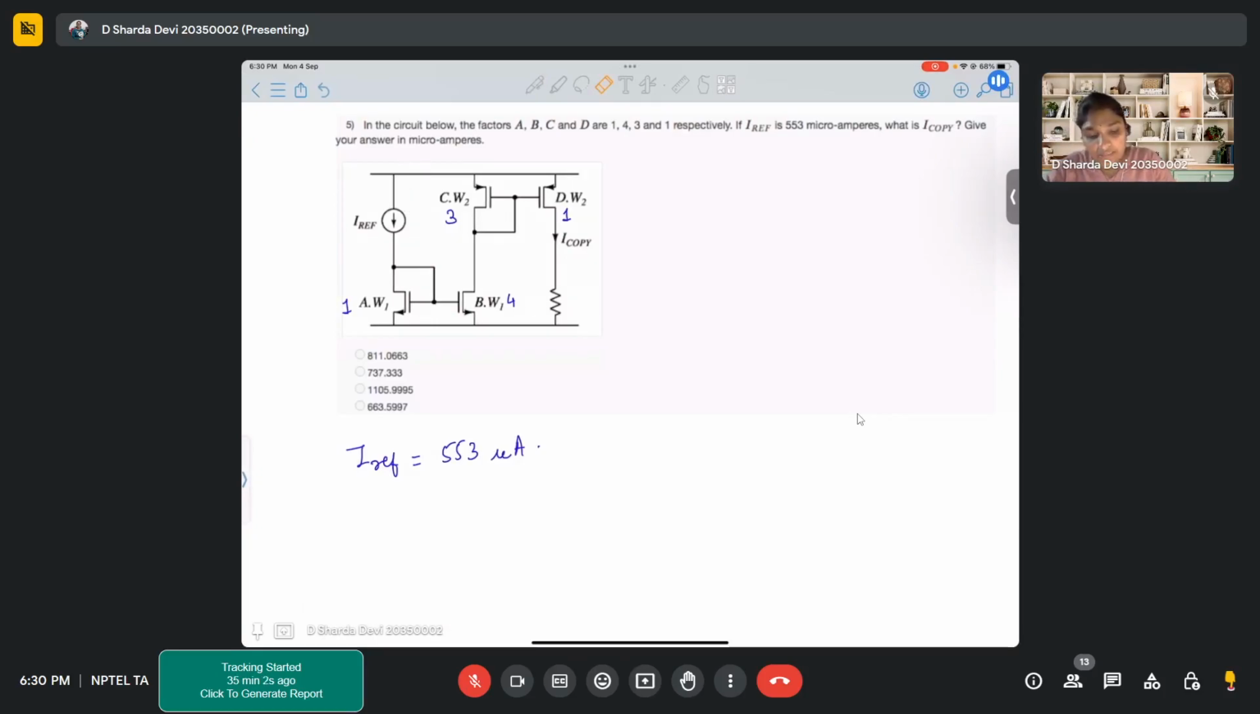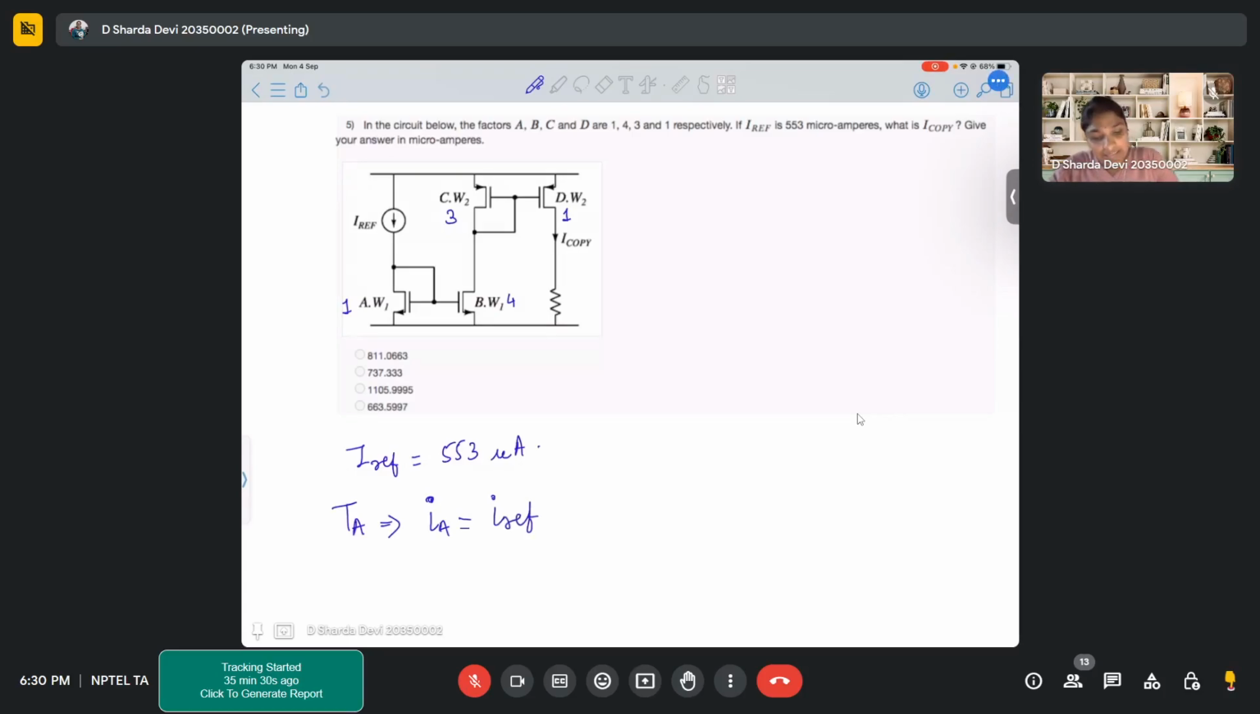What will be the current flowing through this W1 transistor? Let's name them TA. So the current flowing through TA is IA. What is IA? Same I reference, right? Yes, ma'am. So IA has current flowing through it as IREF.